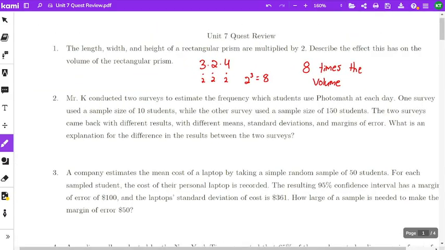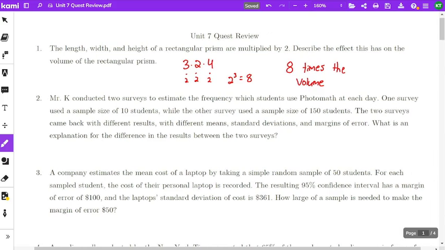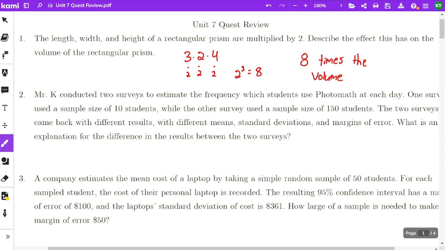All right, number 2, it says Mr. K studies and he has a survey, and one sample size has 10, the other one has 150. They came back with different results, with different means, standard deviations, and margins of error. Why are these two surveys having such different results? That is strictly or mainly due to the sample size. Because one sample size is 15 times larger than the other, the larger the sample size, the more accurate the results are going to be because it's more representative of our population.